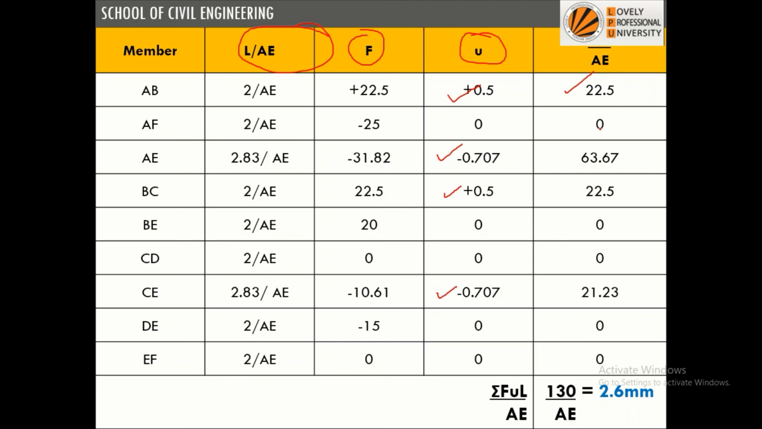If any term is 0, the final product will be 0. So we are only left with these four terms. When we add up all these, we will get 130 upon AE. And when we put the values of A and E, we will get an absolute value of 2.6 millimeter. The positive sign indicates that the direction is downward, because we have put the unit load vertically downward at point E and the value is coming positive. That means the displacement is along the assumed direction of the unit load, right?